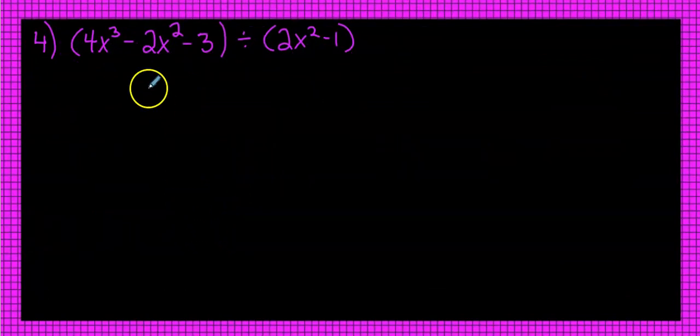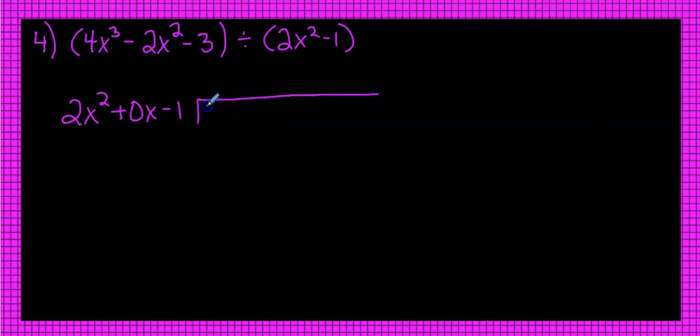I want you to look at the fact that there's an x to the third, an x squared. There is no x to the first power. So I'm going to have to put in a plus 0x to the first power. Same thing here where I've got the 2x squared, but I don't have an x to the first power here. So I'll need to do the same thing here. So let's set this up. This is going to be 2x squared plus 0x minus 1.